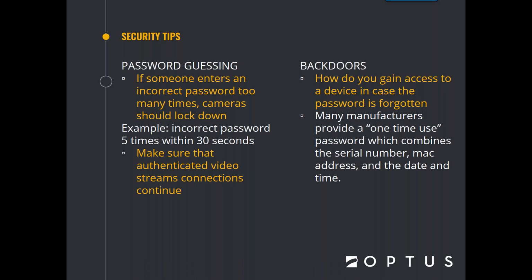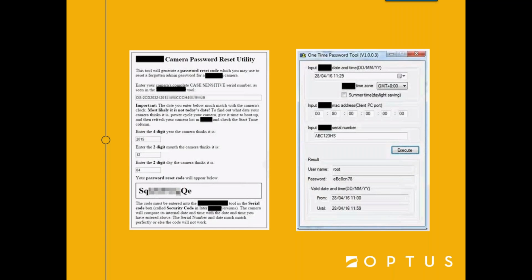Sure, and another one is password guessing. So if someone enters an incorrect password too many times, it should lock the cameras down. An example is an incorrect password 5 times within 30 seconds, it shuts that down. And make sure that, if there's an authenticated video stream that's already being used, it doesn't cut that connection.